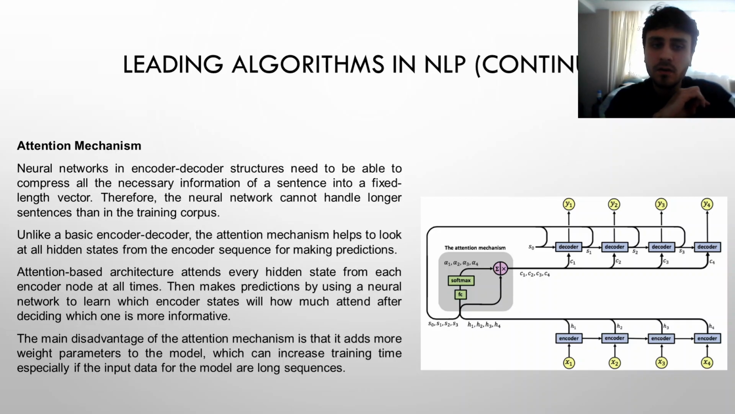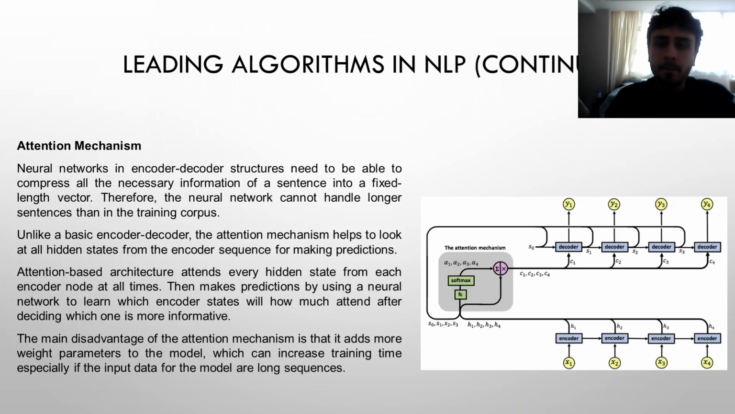Unlike a basic encoder-decoder, the attention mechanism helps to look at all hidden states from the encoder sequence for making predictions. Attention-based architecture attends to every hidden state from each encoder node at all times, then makes predictions by using a neural network to learn which encoder states to attend to and how much, after deciding which one is more informative. The main disadvantage of the attention mechanism is that it adds more weight parameters to the model, which can increase the training time, especially if the input data for a model are long sequences.